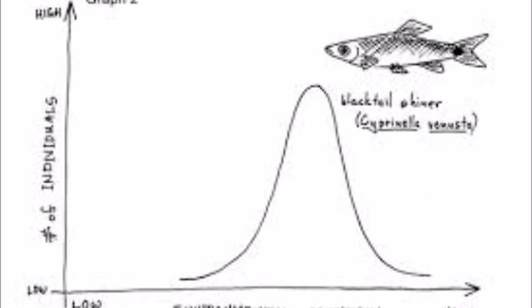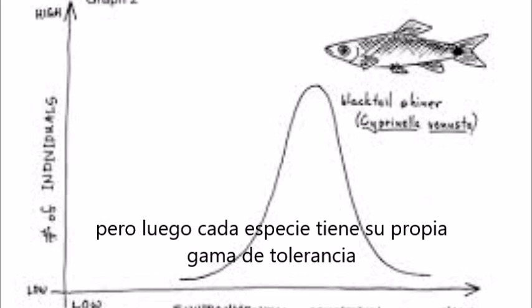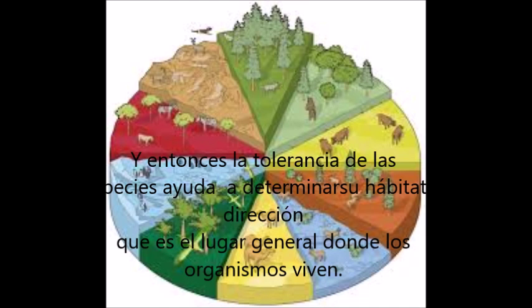Then, every species has its own range of tolerance, which means the ability to survive and reproduce under a range of environmental circumstances. And a species' tolerance for environmental conditions helps determine its address, or habitat, the general place where an organism lives.